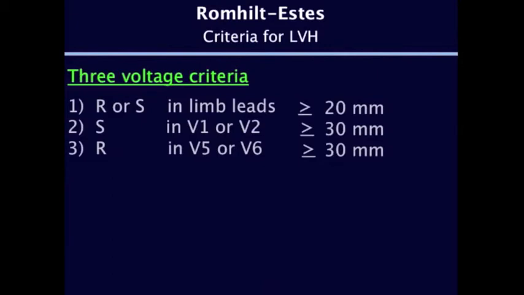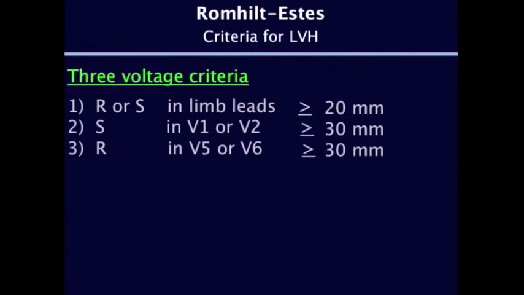The three voltage criteria in their scoring system include the following. Number one, R or S in limb leads greater than 20 millimeters. Number two, an S in V1 or V2 greater than 30. And number three, an R in V5 or V6 greater than 30.